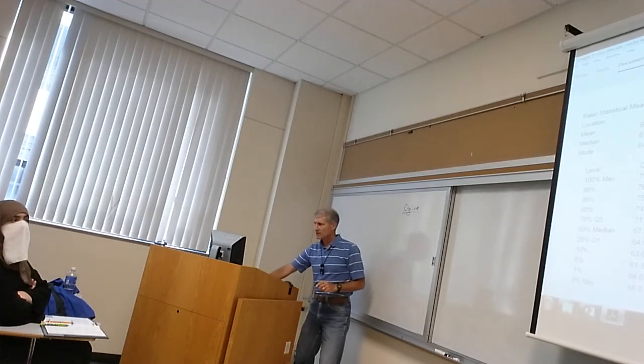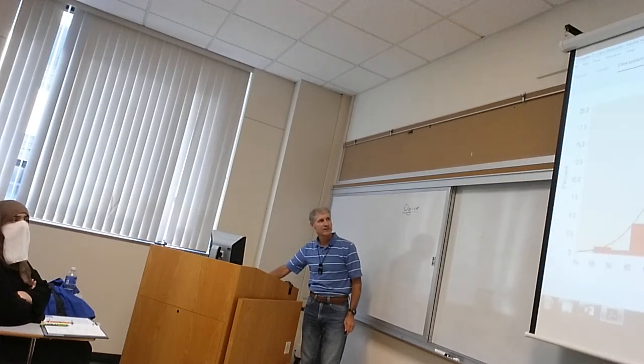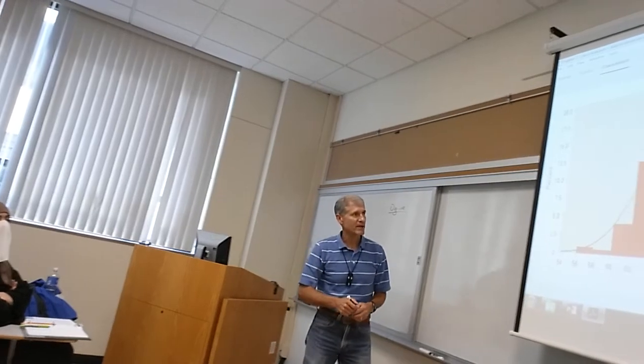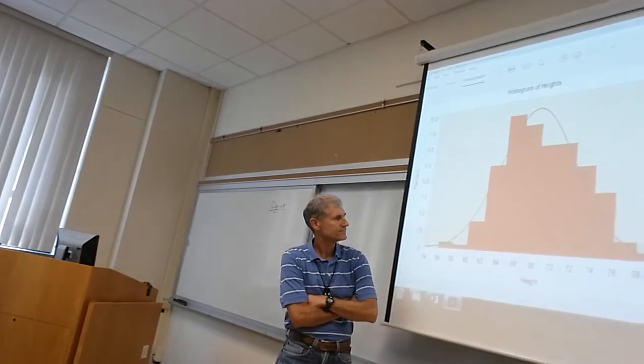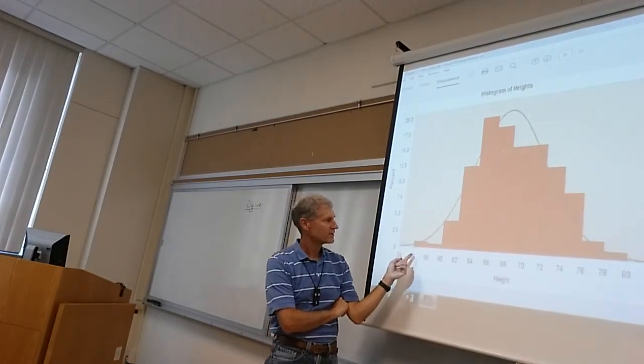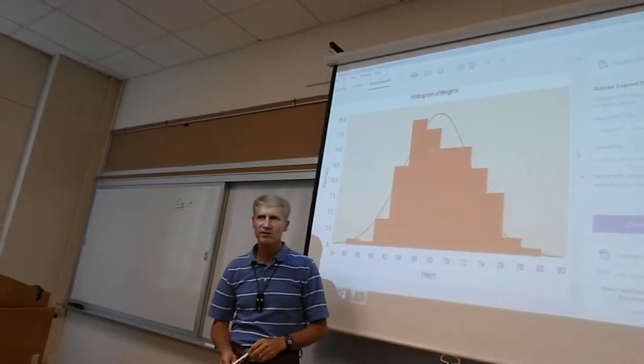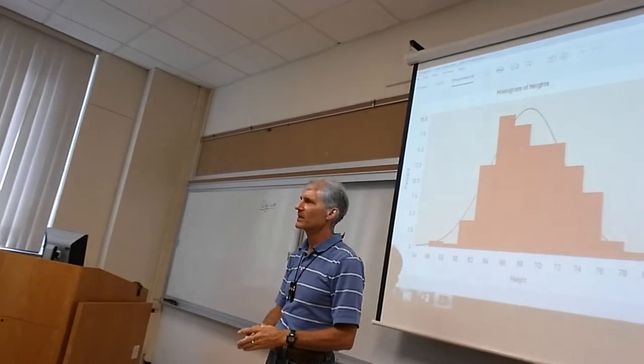Height. Here is summary statistics for height. Here is a histogram for height. Smallest person was about 56 inches. Tallest person was just under 80 inches. I think 79 was the tallest in the data set.